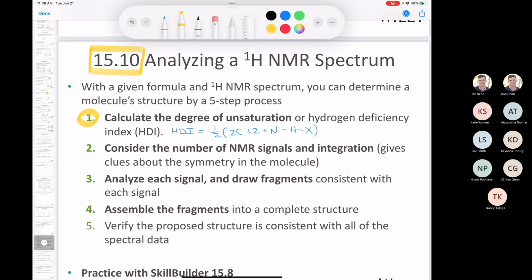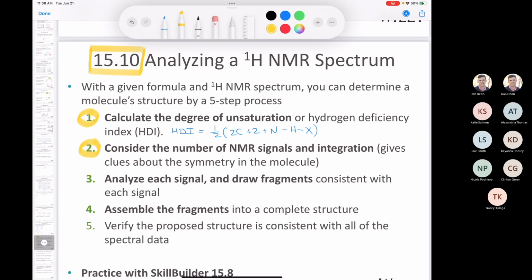After that, we take a look at the number of signals and the integration, because the number of signals tells us the number of unique types of protons we have in our molecule. And integration, of course, tells us about the number of protons that are represented by each signal.